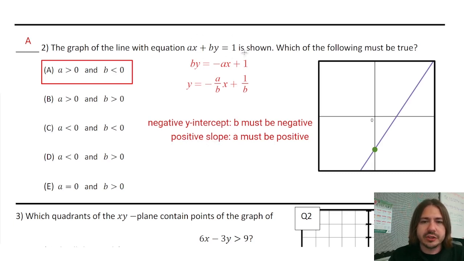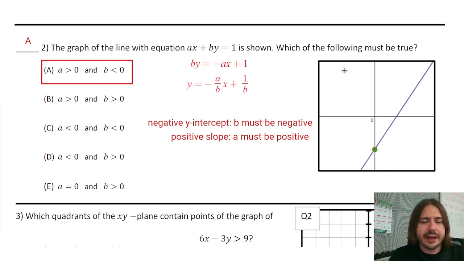So the given equation right here is given in standard form, which is not really particularly useful to us. We want to put this into slope-intercept form so that we can make a connection between the a and the b and the slope and the y-intercept. To do that, the first thing you'd want to do is subtract ax from both sides. What that's going to do is move this ax term over to the right-hand side, but since we're subtracting, it'll be negative. And then after that, we'll have by equals negative ax plus 1.